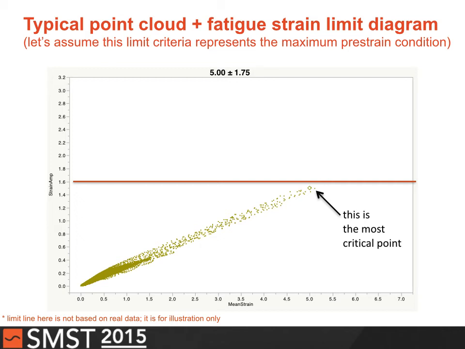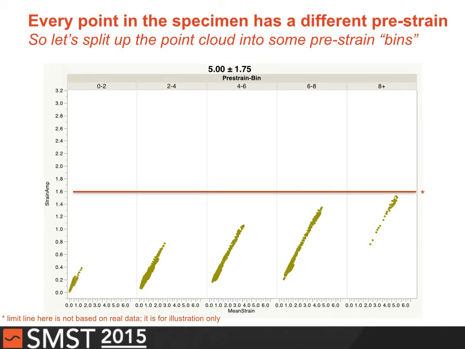But let's take these points and just split them up. I'm going to pull out the points and put them in bins here for each level of pre-strain, so 0 to 2, 2 to 4, and so on. And I'm drawing an imaginary threshold line. I'm just making it up to make the point here. I don't know what it actually is.